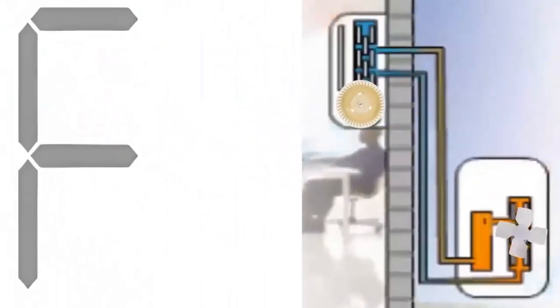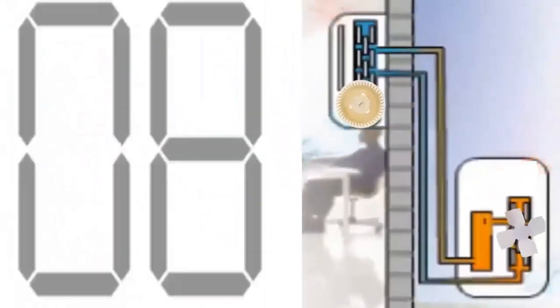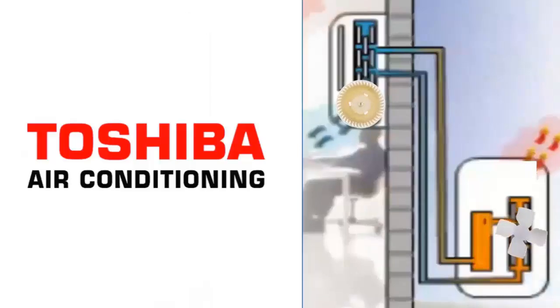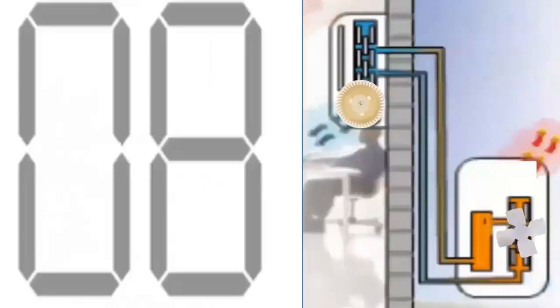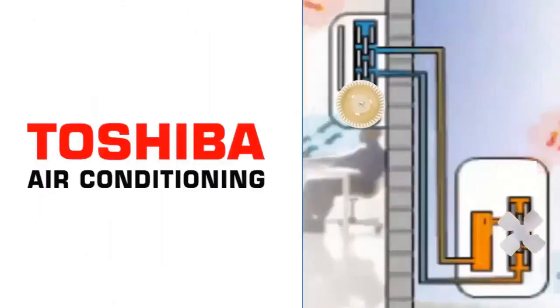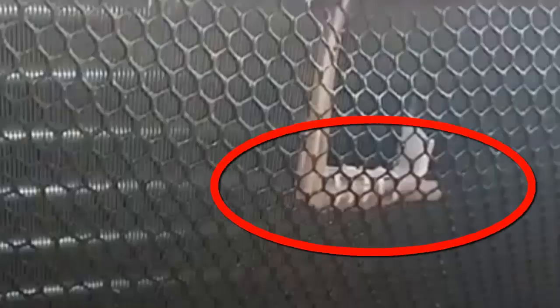Error code F08. Error in the outdoor temperature sensor, which measures the temperature of the air being sucked in by the outdoor unit's fan to average the outside air temperature.